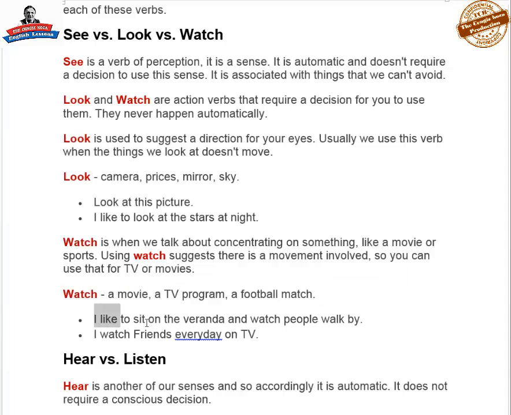I liked to sit on the veranda and watch people walk by. So you are watching people moving. I watch Friends every day on TV. Friends is a television series.